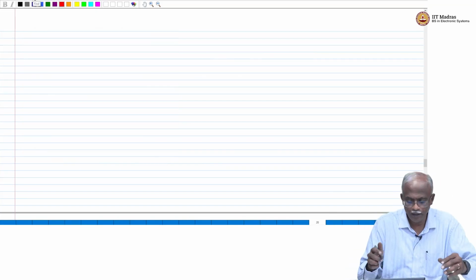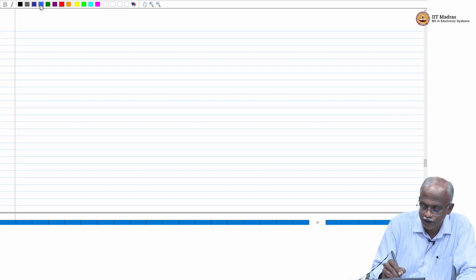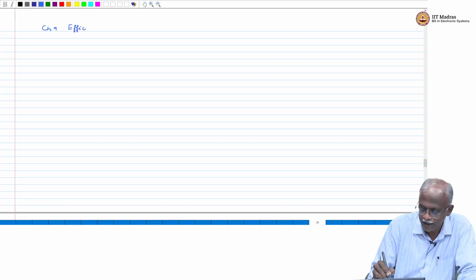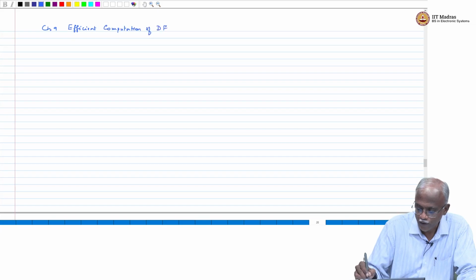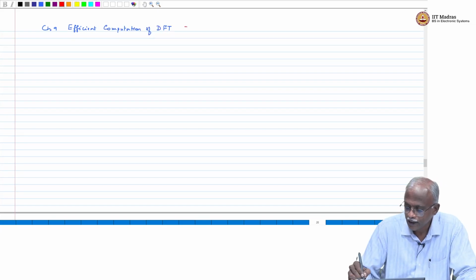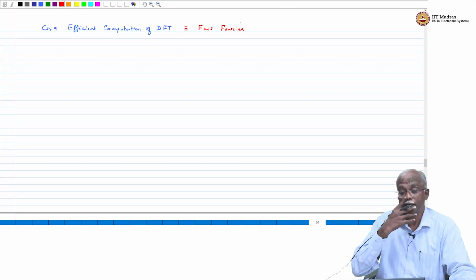So we are going to be looking at now chapter 9, the computation or efficient computation of the DFT. The title of chapter 9 is efficient computation of the discrete Fourier transform, or in other words, this is the algorithm which is called the fast Fourier transform, and there are many fast Fourier transform algorithms.